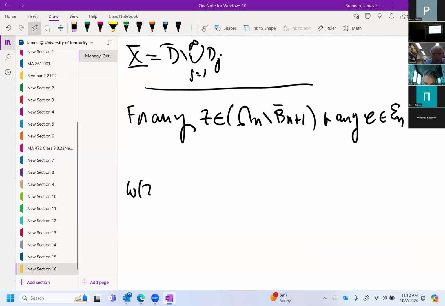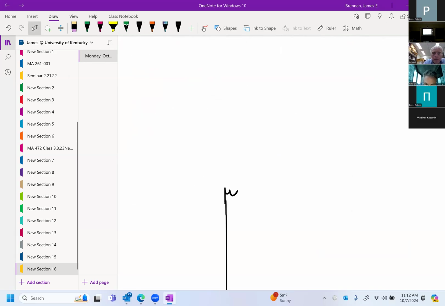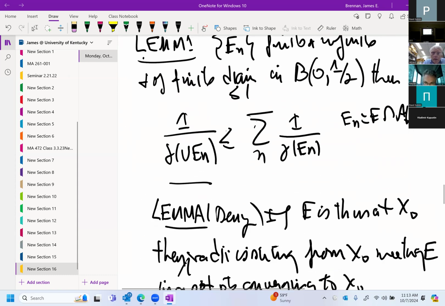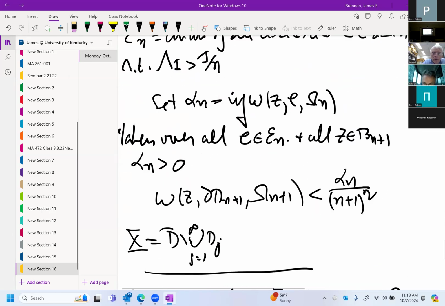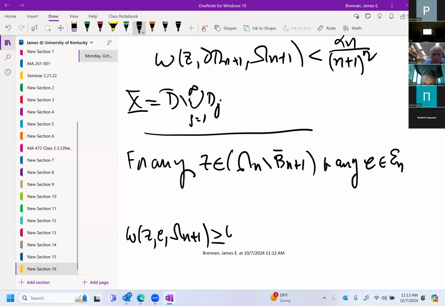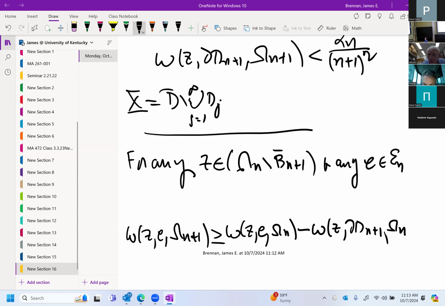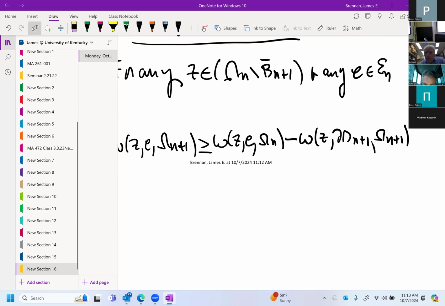You have omega(Z, E) relative to Omega_{n+1}, all right? And that's going to be bigger than or equal to the harmonic measure of Z relative to the measure of E computed at Z, but relative to Omega_n, minus the harmonic measure of Z on the boundary of D_{n+1} relative to Omega_{n+1}. Okay. That just comes from looking at the maximum principle.